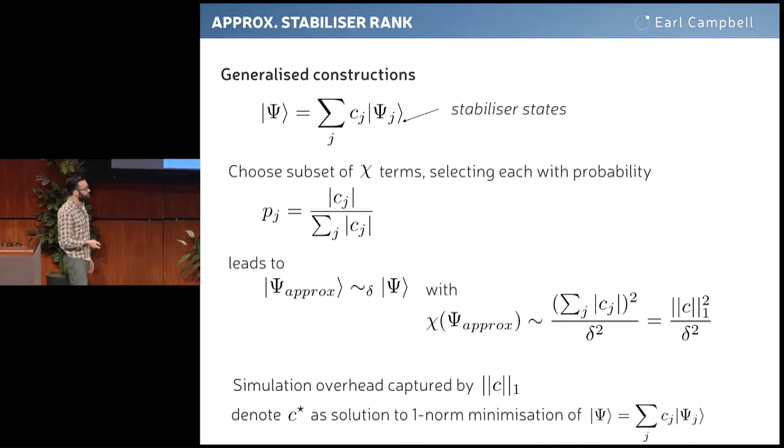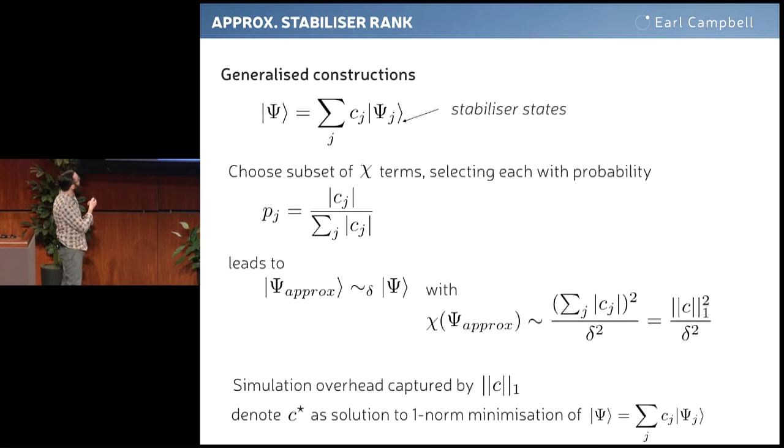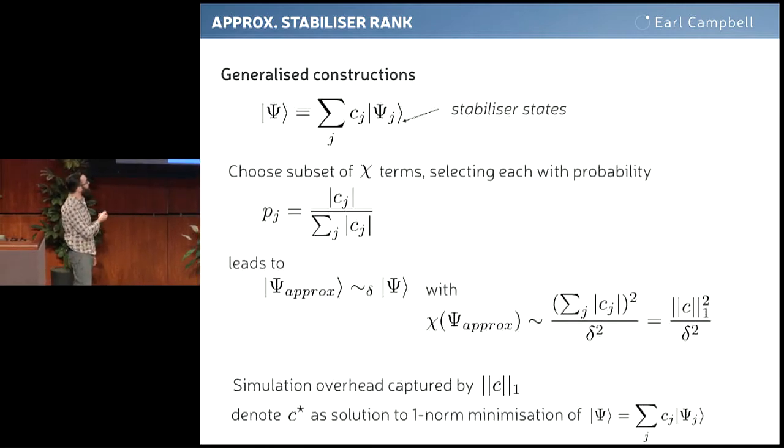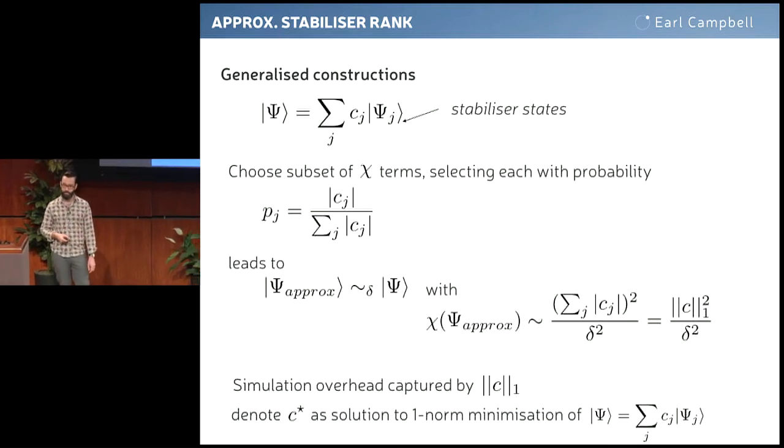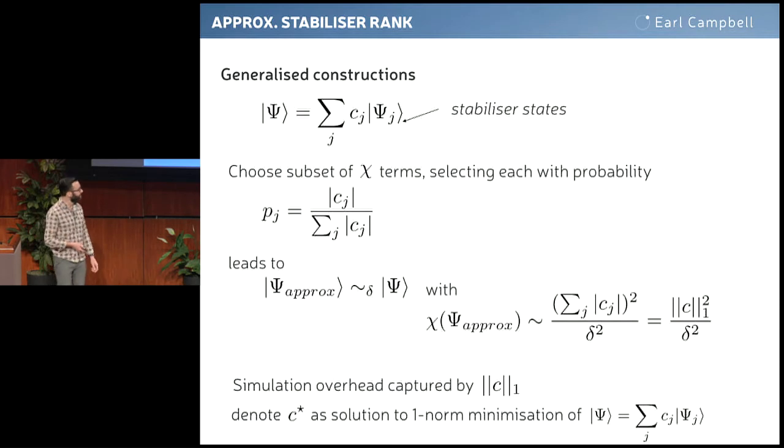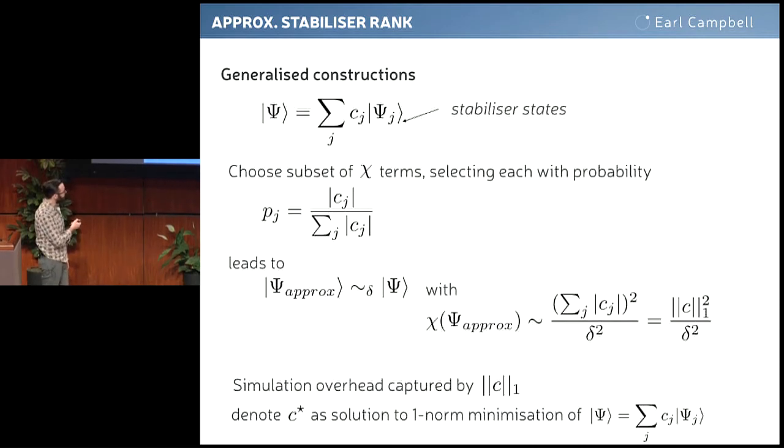So what we have now is a more generalized construction. The previous one just worked for T states. So this construction will work for all states. What we do instead is we write our state out again, and we again find some probability distribution, which we make by taking the absolute value of these coefficients and renormalizing. And we just randomly take states with this probability p_j and form an approximate state. And if we choose enough, the more terms we take, the larger the rank will be, but also the better the approximation.